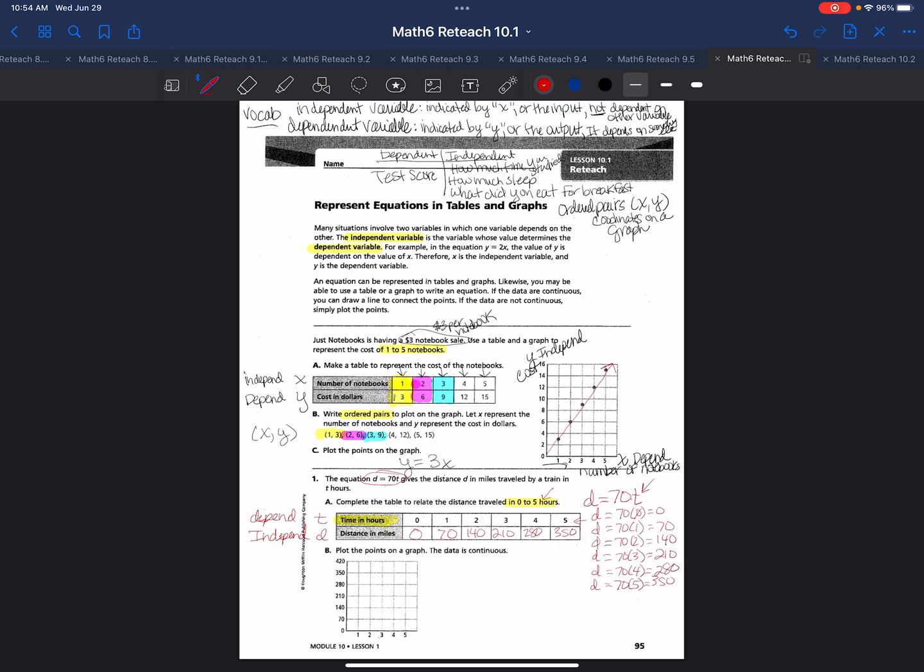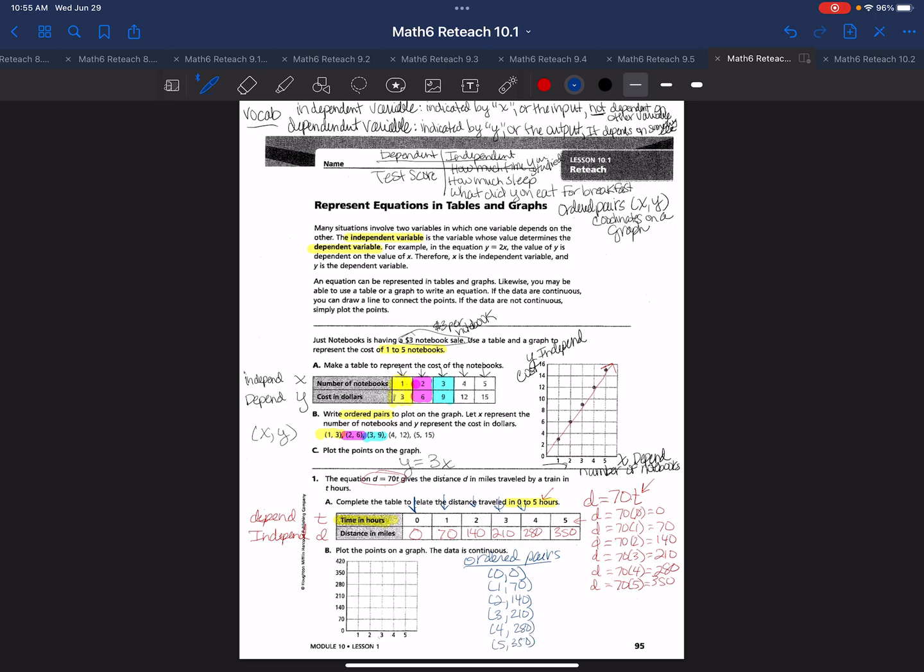Now it says plot the points on the graph, but I first need to write them as ordered pairs. So I need to write my ordered pairs from this table here. My first ordered pair would be 0, 0. And then I have 1, 70. I have 2, 140. 3, 210. 4, 280, and then 5, 350.